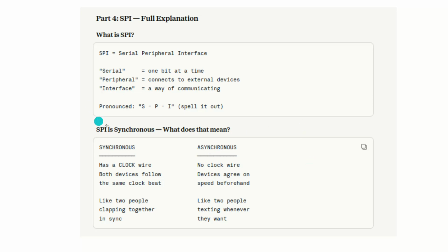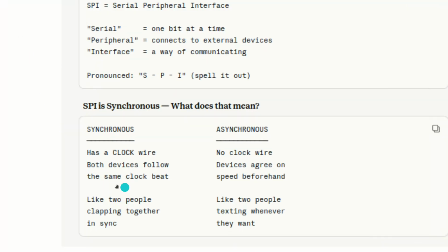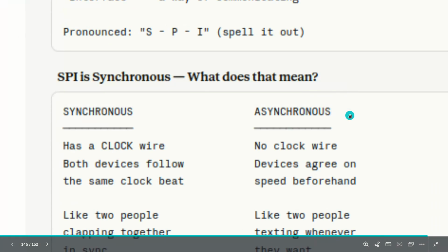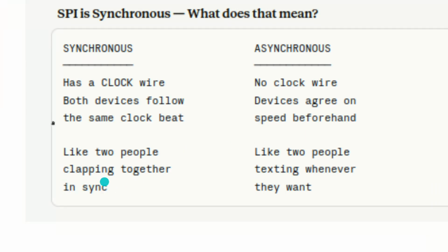Now SPI is synchronous, which means it communicates on the basis of a clock. There is a clock wire, and both devices follow the same clock beat, like the MCU and the external device, like two people clapping together. That is synchronous. Asynchronous means there is no clock wire, and devices agree on speed beforehand. If the devices follow the clock beat, then it is synchronous. So here we have to understand that SPI, serial peripheral interface, is synchronous.